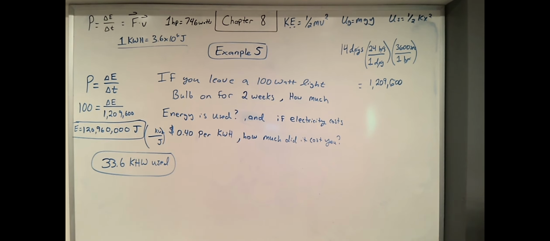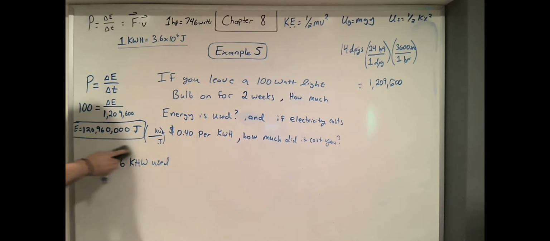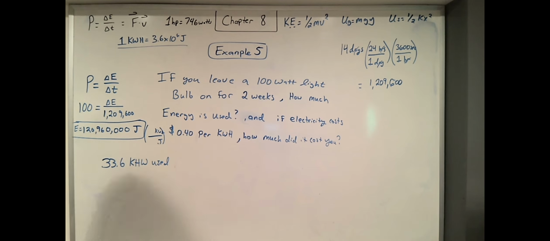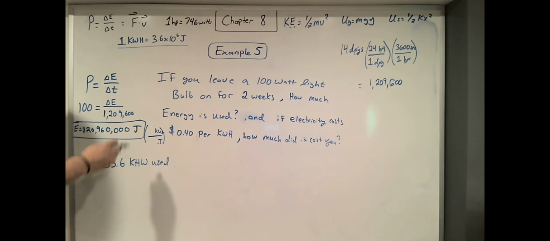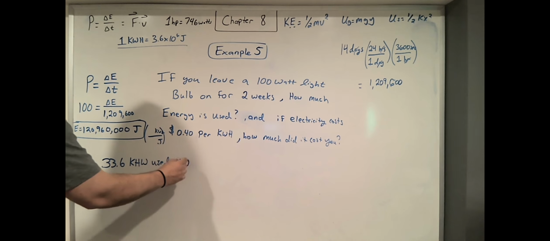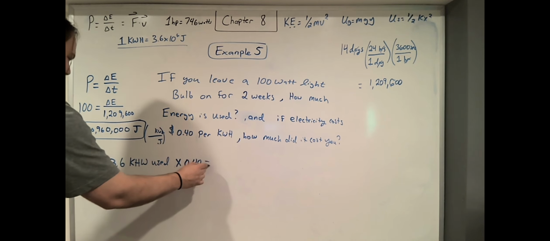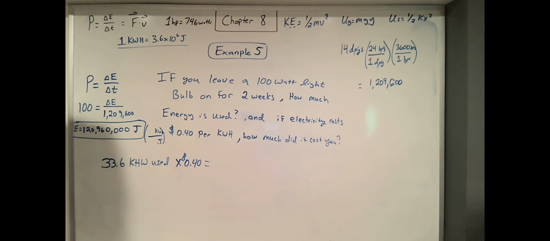Okay, but that's not our answer yet. Don't box that. You've used that many kilowatt hours. How much did it cost you is the question. Okay. It costs you 40 cents per kilowatt hour. You've used 33.6 multiplied by 0.4.